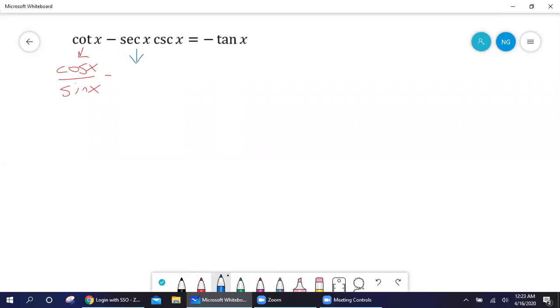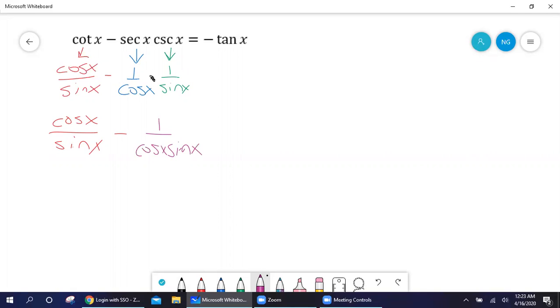Secant is 1 over cosine. And cosecant is 1 over sine. I realize the secant and cosecant were being multiplied, so those will get put together. I'm going to end up with cosine x over sine x minus 1 over cosine times sine.